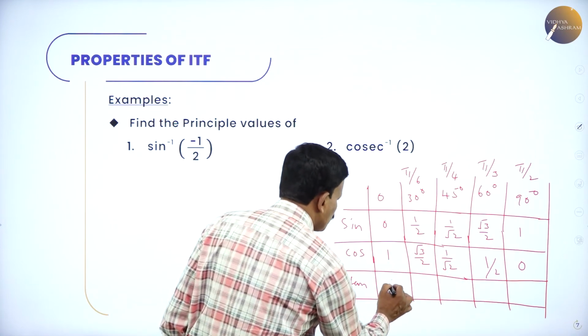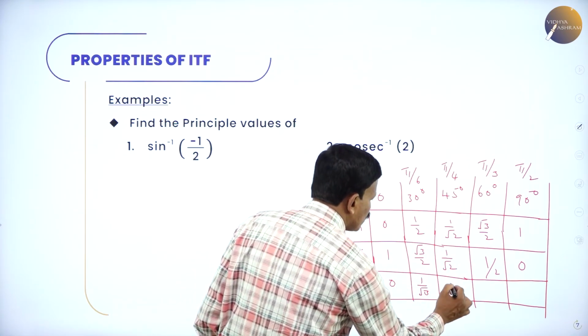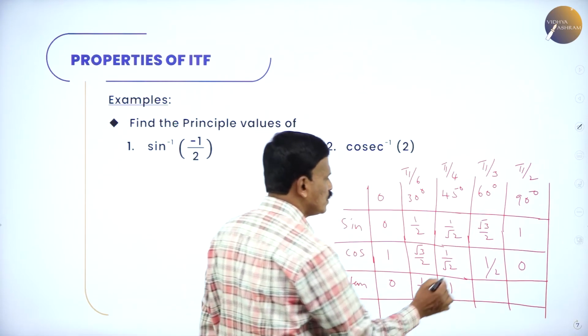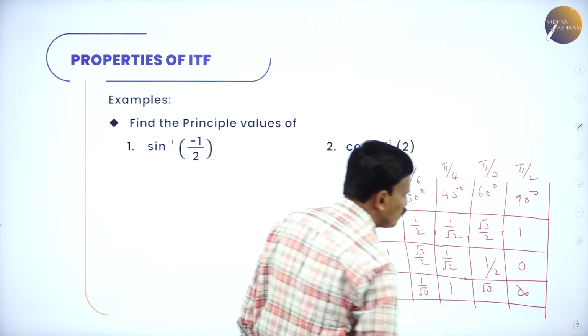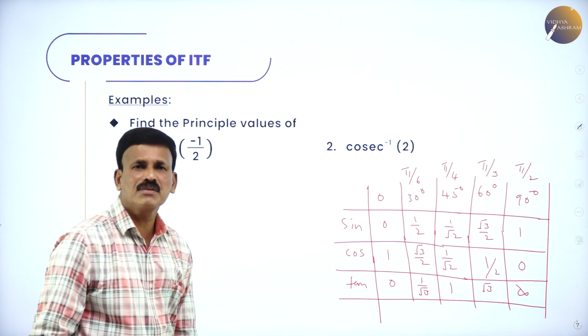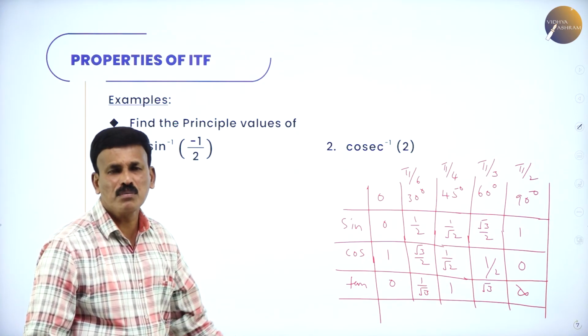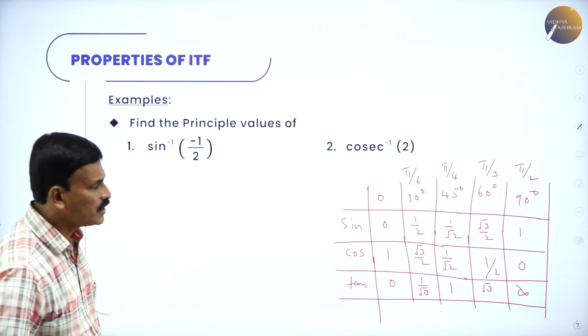Tan is sine divided by cos: 0 by 1 is 0, the 2 gets cancelled, this is 1 by root 3, 1 by root 2 divided by 1 by root 2 gets cancelled, 1, then the 2 gets cancelled, root 3 by 1 is root 3, and 1 by 0 is infinity, not defined. Once you know this table, it is very easy for you to solve problems and write the principal value for the given trigonometrical ratios.